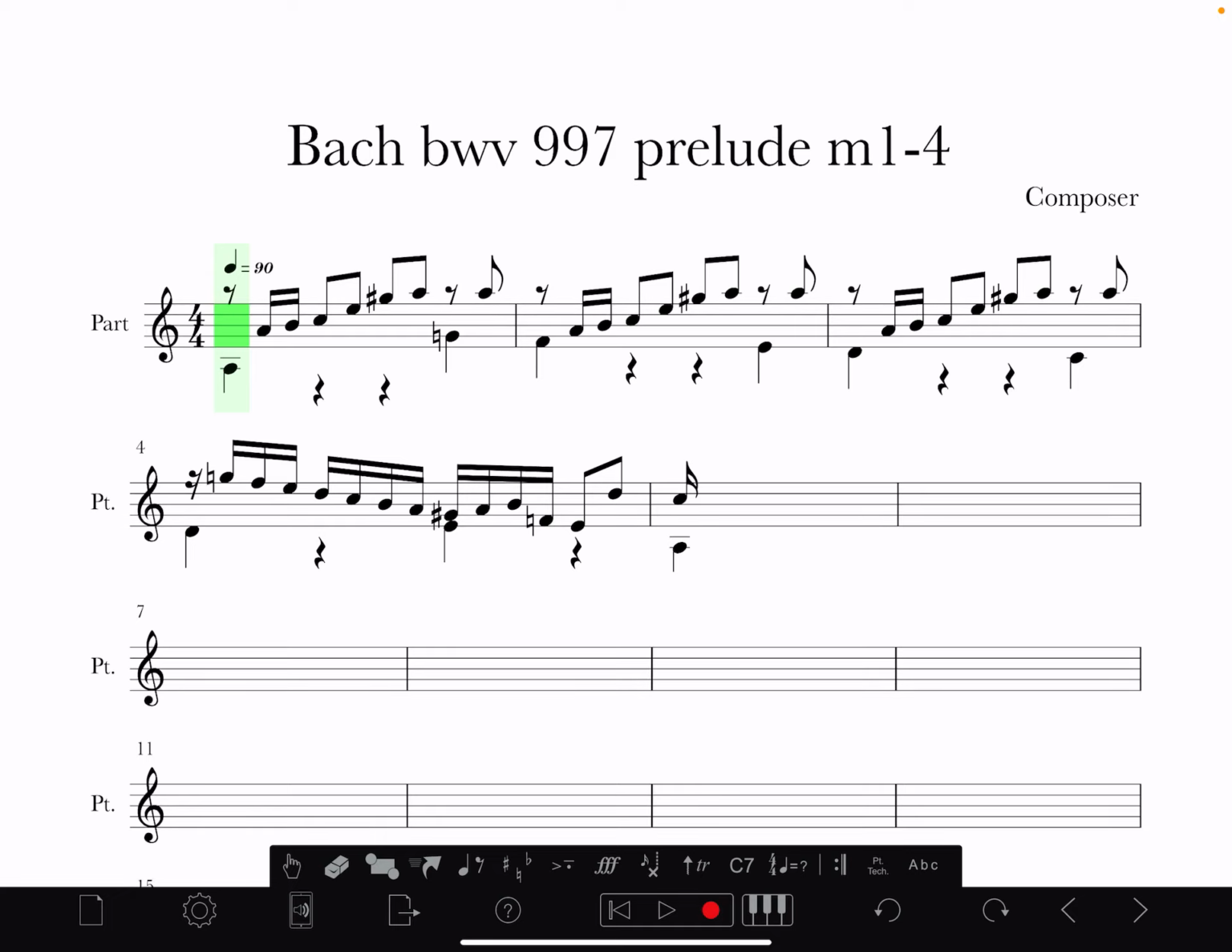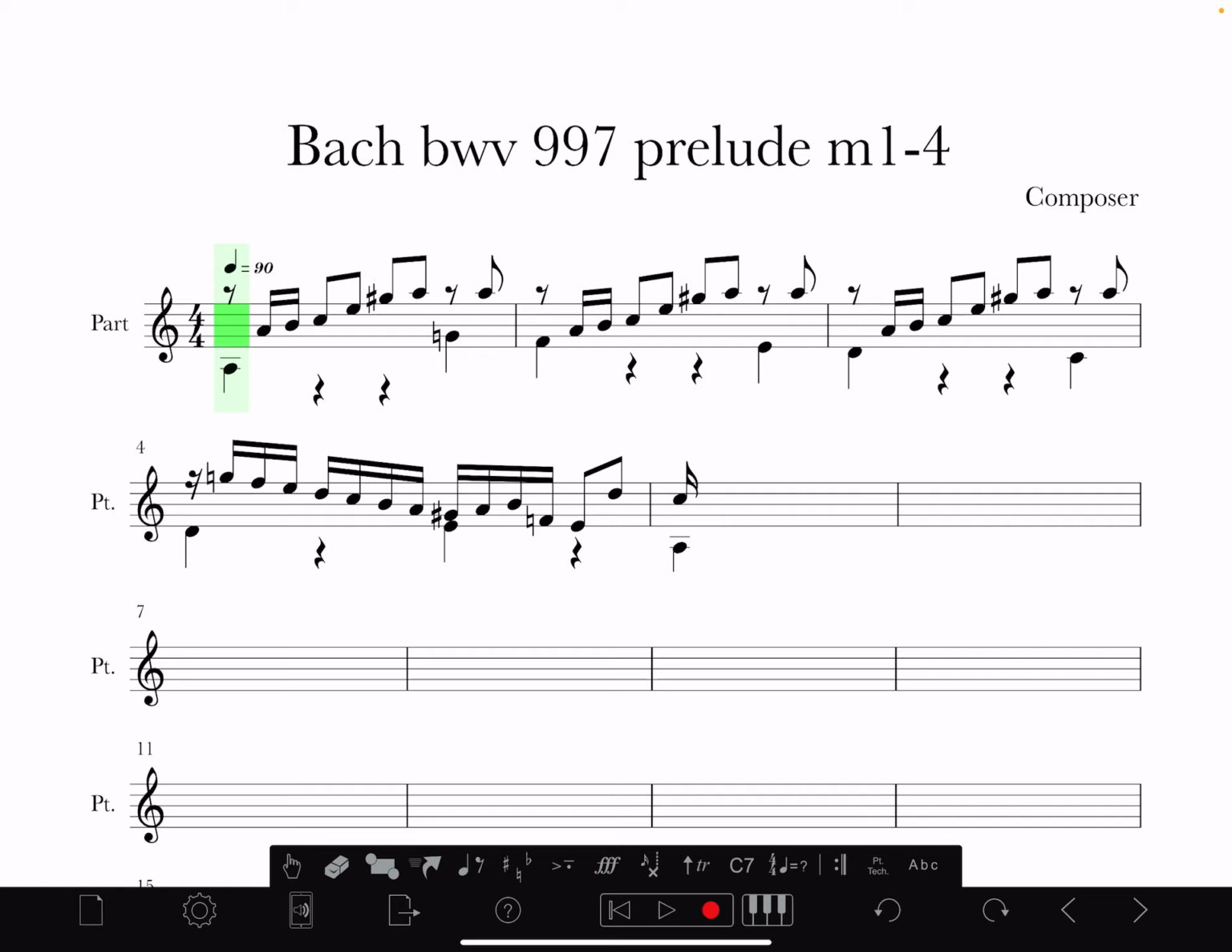Hi everyone. I want to talk about the first four measures of one of Bach's preludes. This is BWV 997, and if you don't know what that stands for, it's the German acronym for the catalog of Bach's works. So we all know what piece we're talking about.